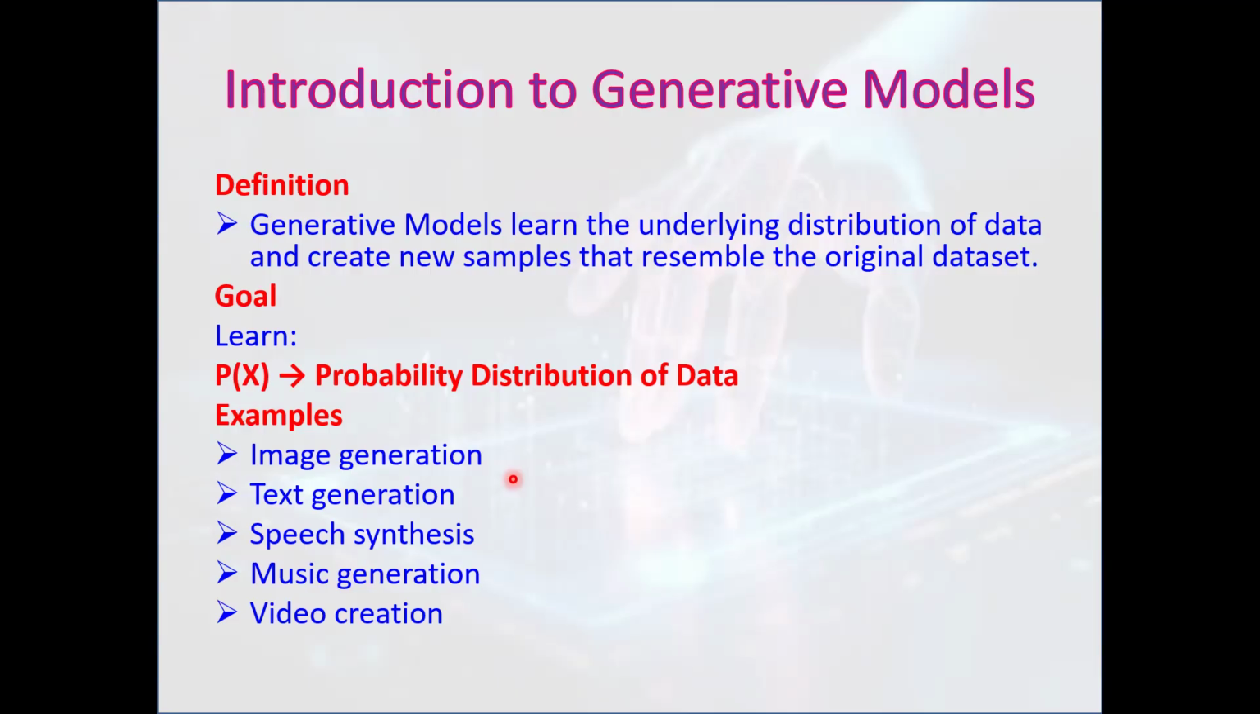Next, text generation. Text generation models produce human-like text by learning language patterns from large text corpora. Examples include chatbots, virtual assistants, and content generation systems. Speech synthesis. Generative models can generate natural-sounding speech by learning voice characteristics and pronunciation patterns, enabling applications such as virtual assistants and audiobooks. Next, music generation. Music generation systems use generative techniques to compose original melodies, harmonies, and rhythms based on learned musical structures.